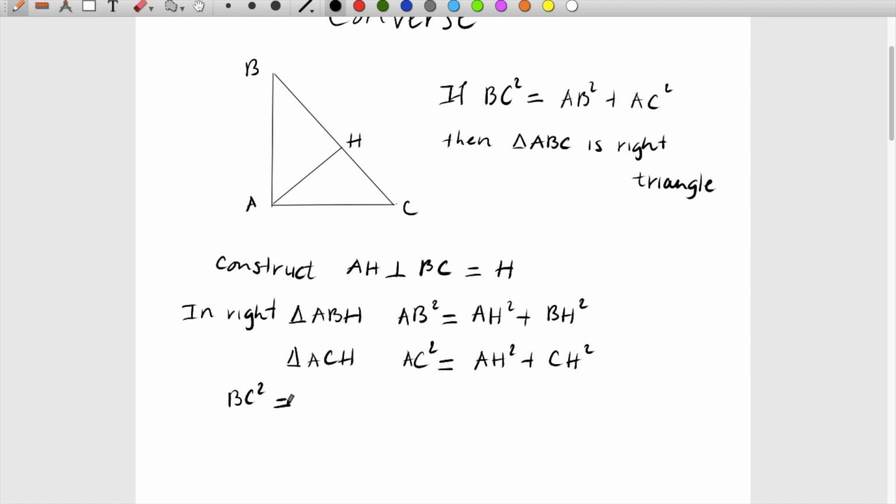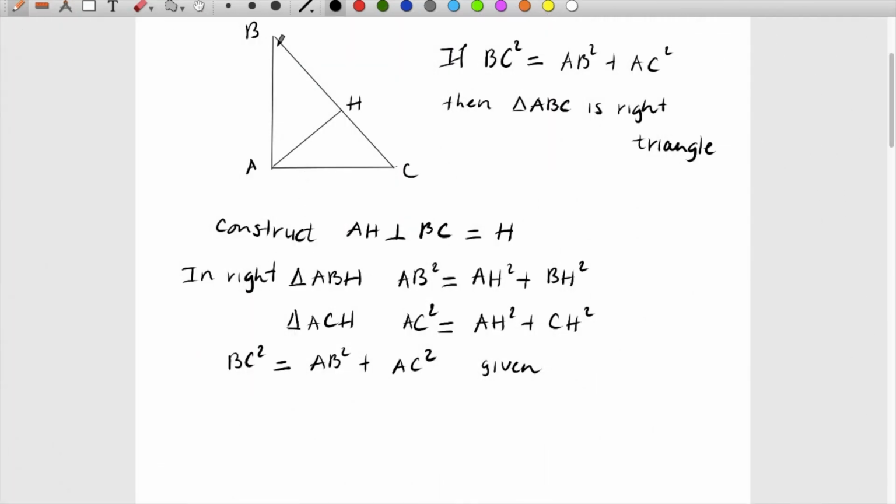Besides that, given BC square equals AB square plus AC square. In the figure, we notice that the length of line segment BC equals BH plus HC, equivalent to (BH plus HC) whole square equal to AB square, which will be replaced by AH square plus BH square, and AC square replaced by AH square plus CH square.